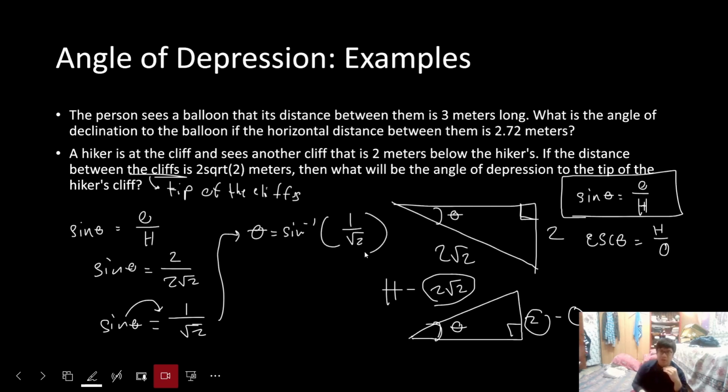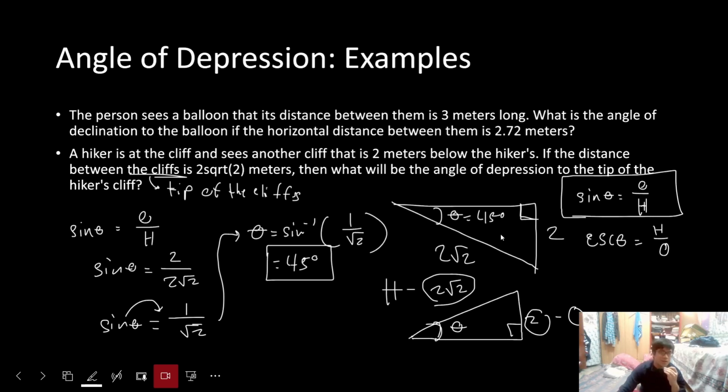So if we're going to use our calculator, I do believe this is 45 degrees, but let's take a look. So arc sine of 1 all over square root of 2, this will give you, yes, I'm correct, exactly 45 degrees. So the angle of depression is exactly 45 degrees. And that is how you find your answer.